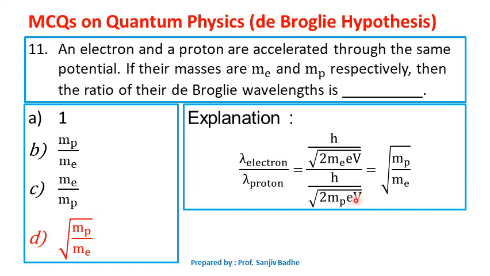So here it is given that the potential used to accelerate the electron and proton is the same. So this eV will get cancelled, 2 will get cancelled, and the ratio of the wavelength associated with the electron to the wavelength associated with the proton will come out to be square root of mp upon me. So square root of mp upon me is option D. So option D is the correct option here.